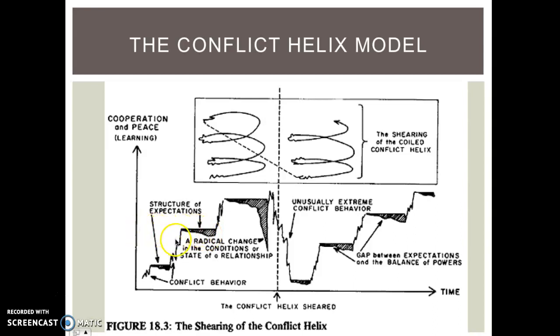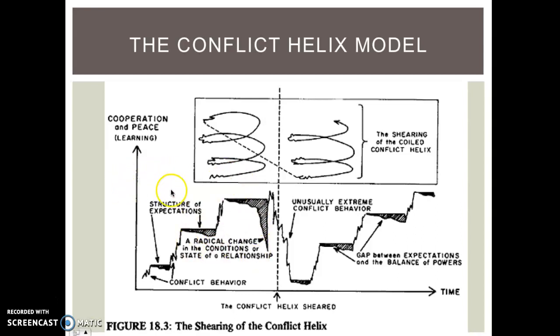Now, you can also get situations where there's a radical change in the conditions or the state of a conflict relationship. Like there's a global pandemic. That's a radical change where now all of a sudden expectations aren't being met. People are scared. There's no meat in the stores. The supply chain isn't met. There's 30 million people unemployed. We expect more from our government. We need them to help. We need them to bail out the states. We need them to give checks. We demand these things. And if people feel like the government isn't meeting those new expectations, they're going to be angry, and it's going to lead to conflict behavior.